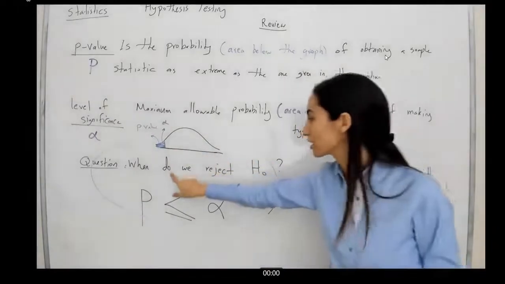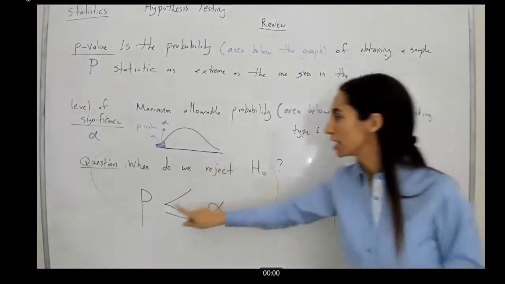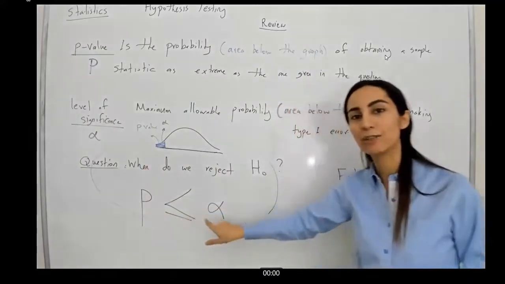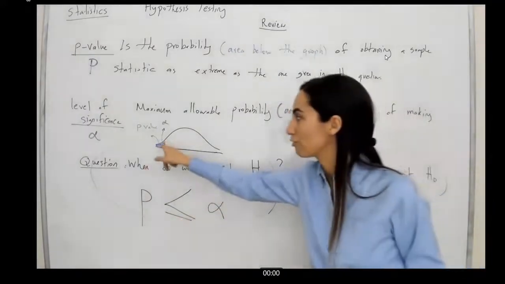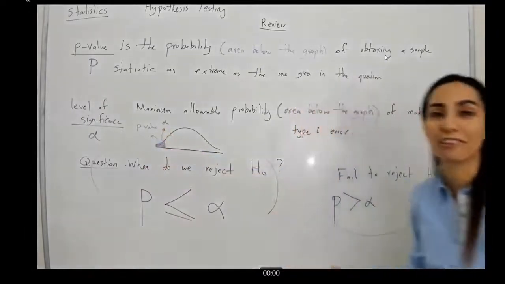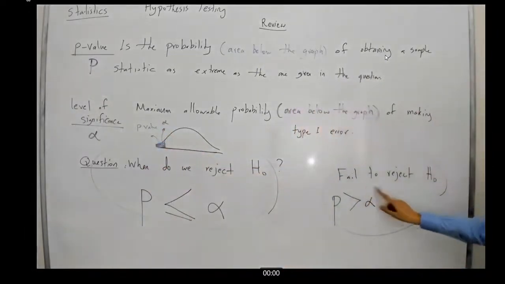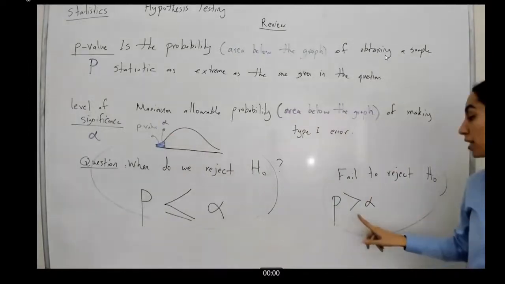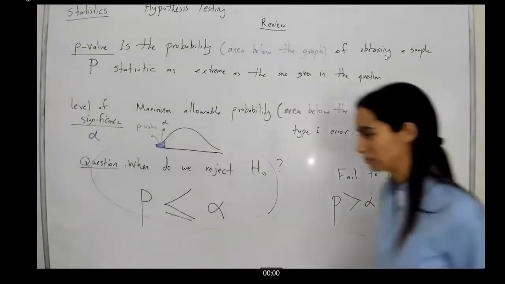We reject the null hypothesis if P, the area, is less than or equal to alpha. Alpha or level of significance is another area. We fail to reject the null hypothesis if p-value or the probability is greater than alpha.